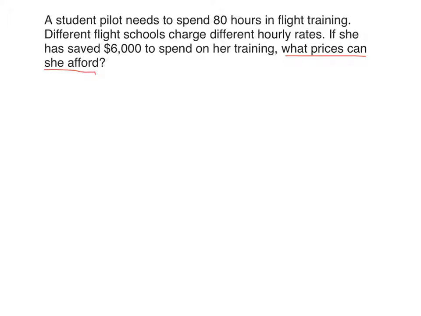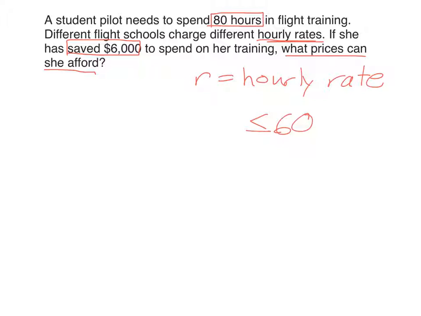If she has saved $6,000, so we know she saved $6,000 to spend on her training, and we know she wants to train for 80 hours. So since the price that we're looking for is the hourly rate, I'm going to use R to represent that missing piece. Say R represents the hourly rate that these training facilities will charge. Now, if she has saved $6,000, she can't spend more than $6,000. She can spend less than $6,000 or equal to $6,000. She can spend all of her money, or she can spend less than that.